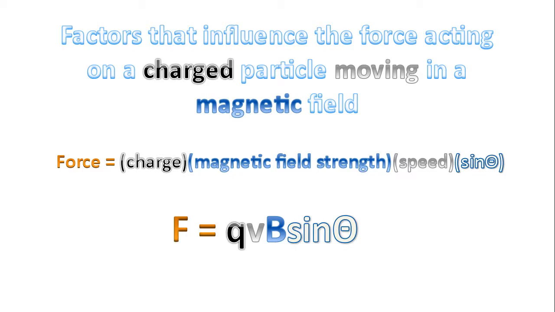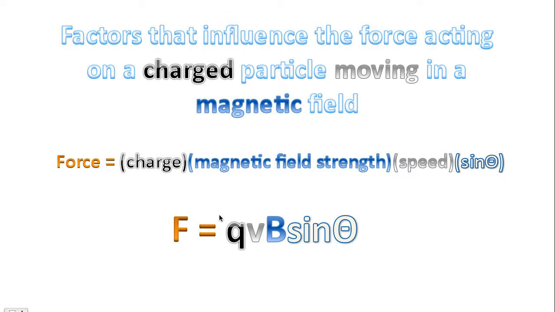And so the factors that influence the force are the charge of the object. As you saw, as the charge increased, the force got greater. The magnetic field strength: as the amount of Teslas increased, the force got larger. There was more deflection. Two factors we did not explore were speed and the sine of the angle of the particle's path with respect to the magnetic field.